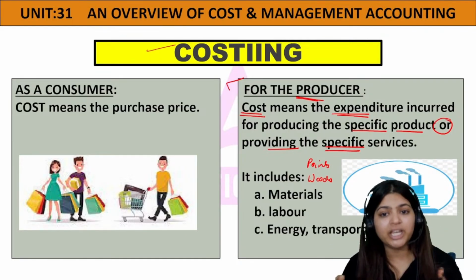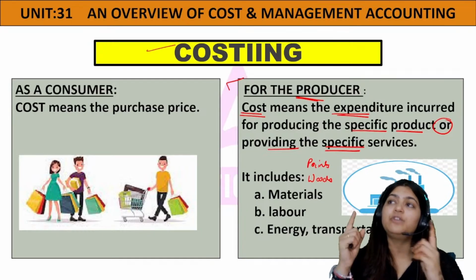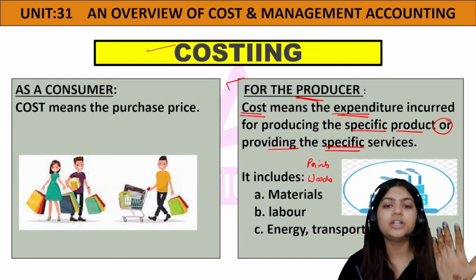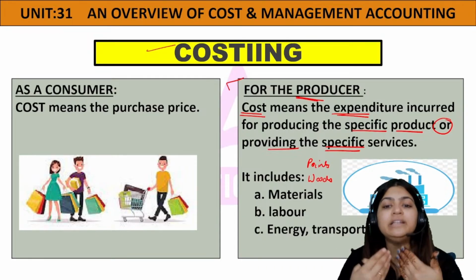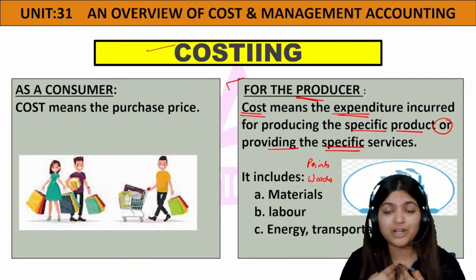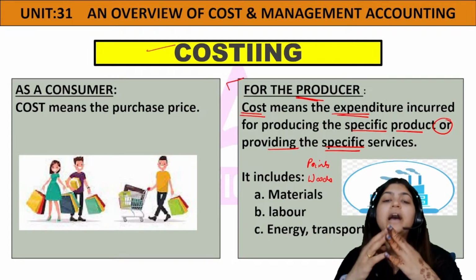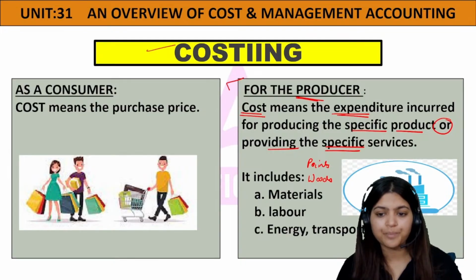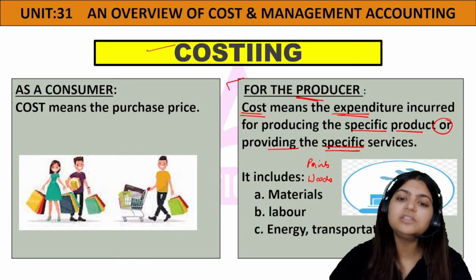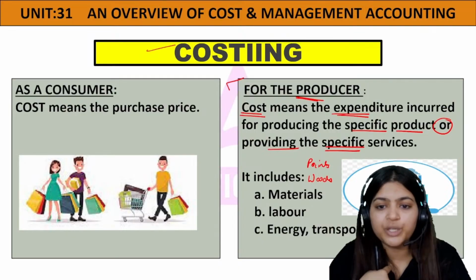Now I want a machine. So for using that machine, I want electricity. Yes, I want transportation expenses, insurance. So all the cost incurred by the manufacturer or business owner, when I'm adding all this expenditure, that is going to be my cost. Yes, so this is the meaning of cost from the point of view of the producer. Okay.